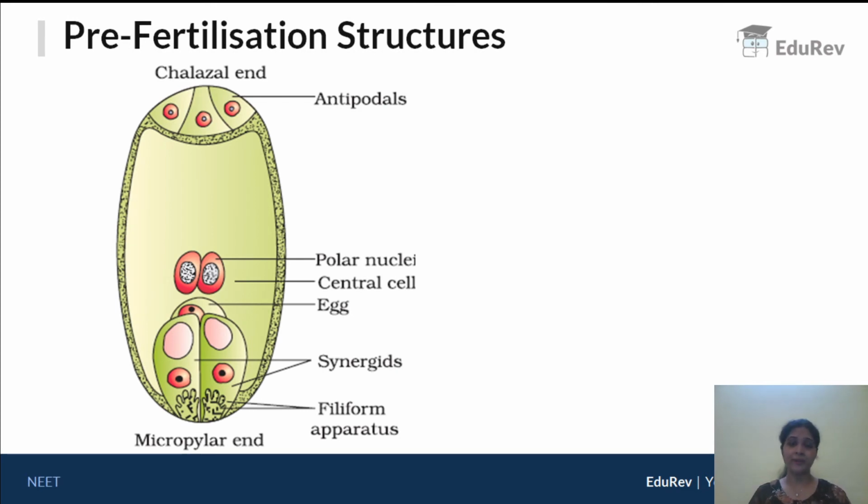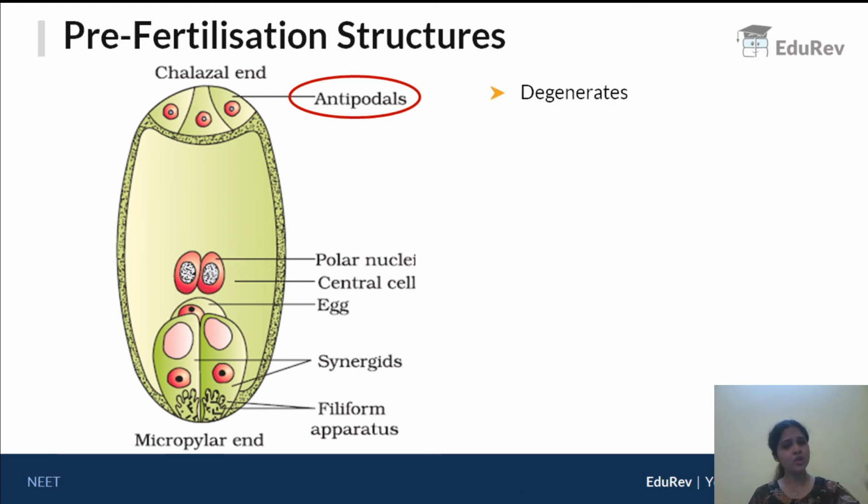Now, to visualize this better, let's take this particular figure of only the embryo sac. On top, you can visualize the presence of antipodals very clearly. They are three in number. Later on during fertilization events, you will find that the antipodals have absolutely no function. So if something does not have a function, after some time, these antipodals will degenerate. They have absolutely no purpose.